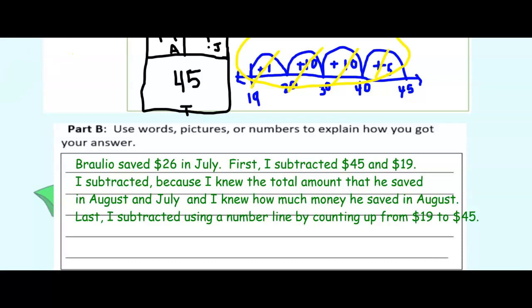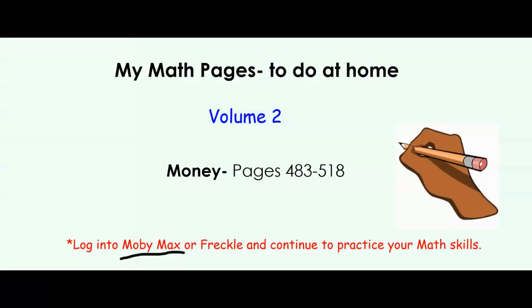If your answer was correct, pat yourself on the back. Now it's time for you to continue practicing with money. Please go to your math workbook, volume 2, pages 483 to 518. Please solve the problems on 1 or 2 of those pages.